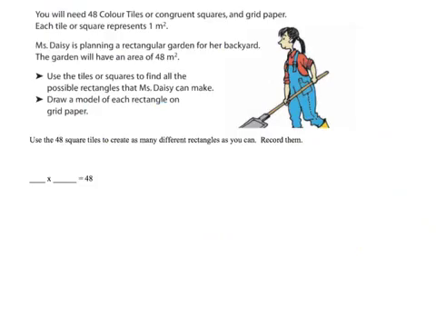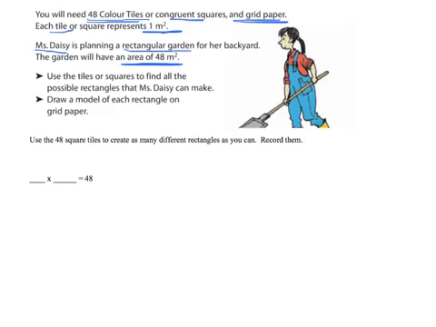Now we're going to try this one. We are working now with 48 color tiles, and there are color tiles along the back of the room. Please feel free to ask for congruent squares and grid paper to record your results. We're going to assume that each tile is 1 meter squared. And we have Miss Daisy, who is planning a rectangular garden. Now keep in mind, a rectangle can also be a square, so it could be a square garden that has to have an area of 48 meters squared.